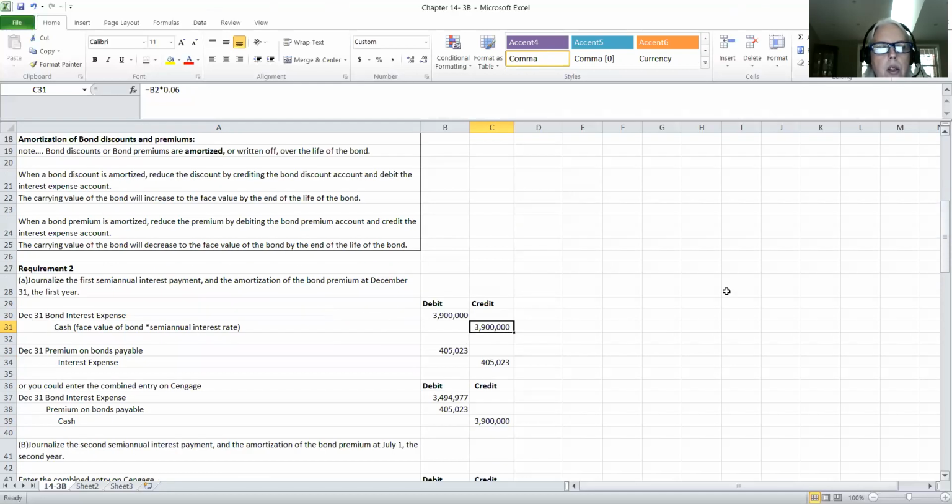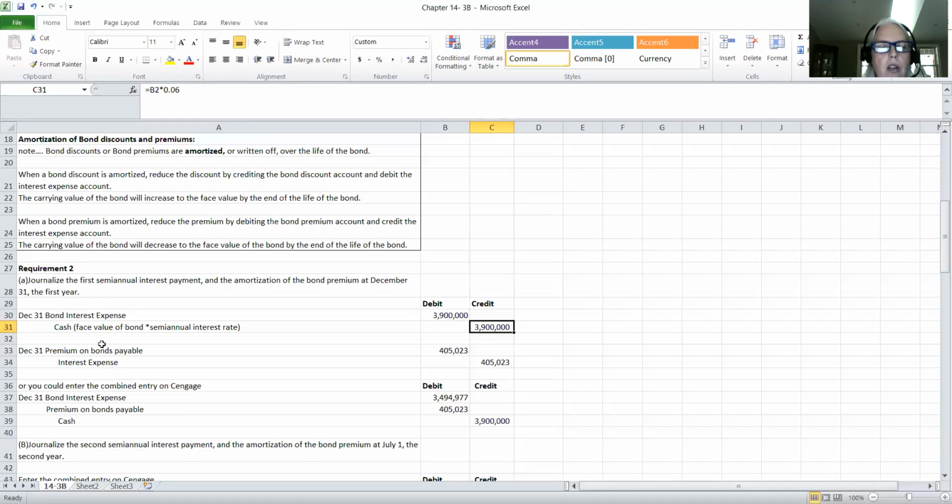Now notice in the journal entry that I've given you, I called it bond interest expense because that's what it is. Interest expense could also result from notes payable. But in this case, we're talking about bonds, so I just want to make it clear to you that we are talking about bond interest expense.